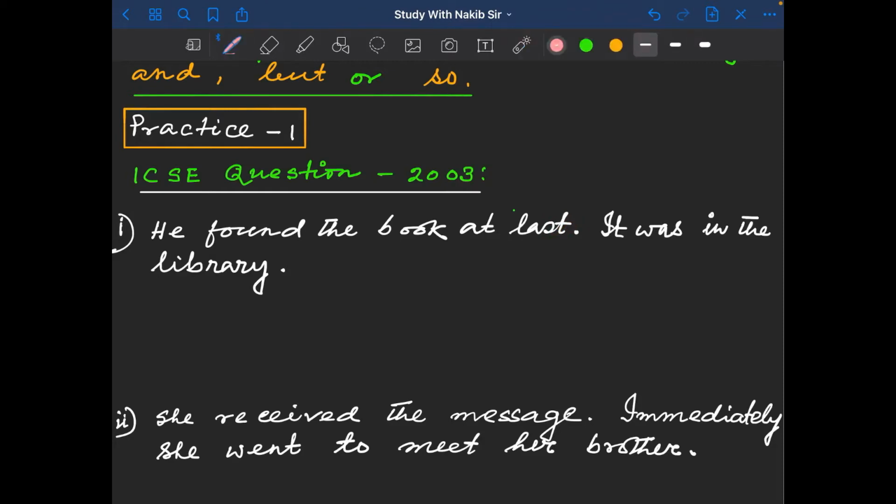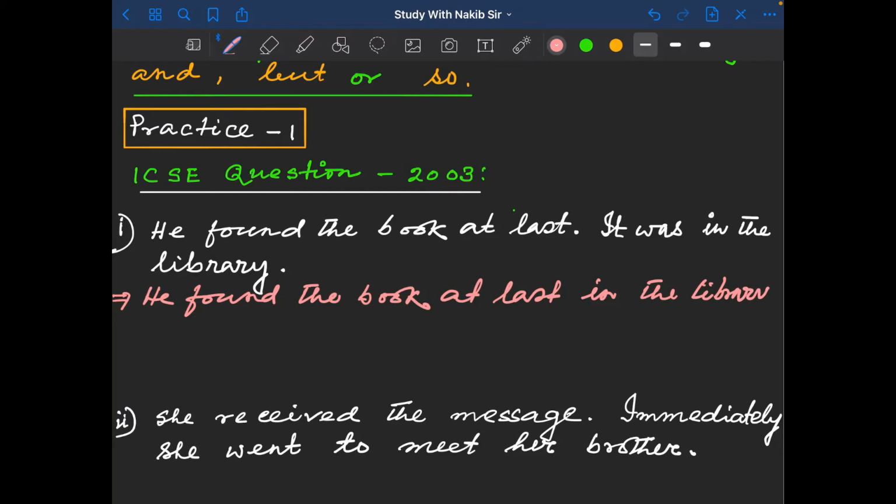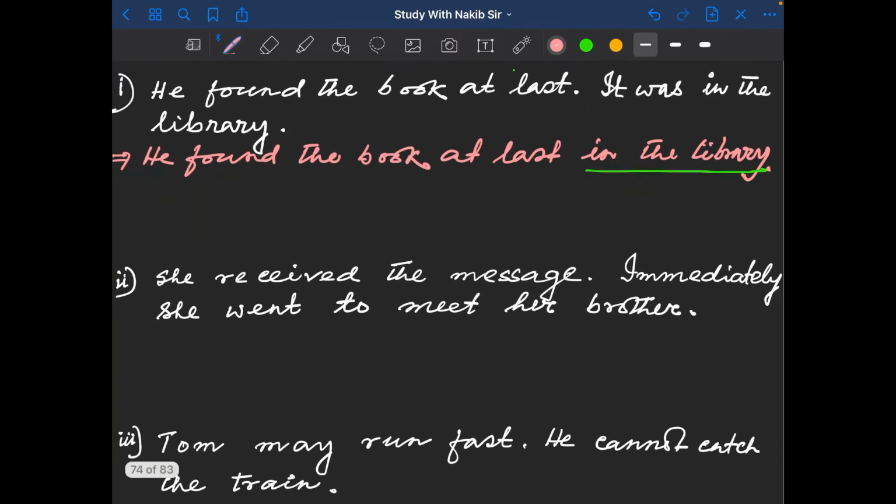Okay. Now see. He found the book at last. Where? In the library. In the library, this one is actually an adverbial phrase, indicating the place. So your combined sentence is, he found the book at last in the library. Okay, clear? Now come to the next question.